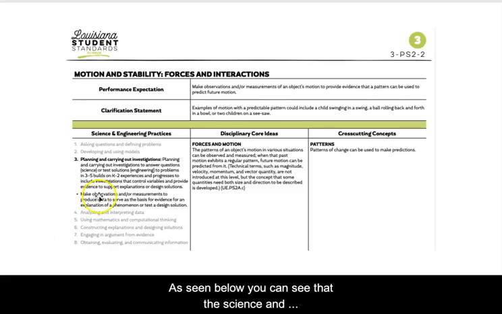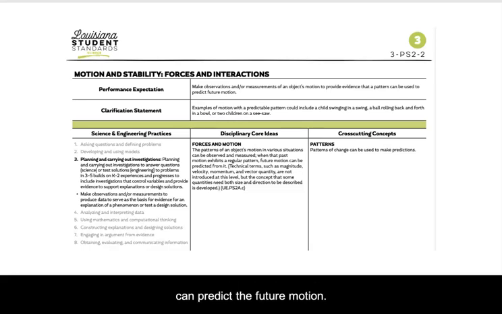As seen below, you can see that the science and engineering practice that this standard wants you to focus on is planning and carrying out an investigation. And what we want our students to actually know, or the disciplinary core idea, is that patterns of an object's motion in various situations can be observed and measured. When the past motion exhibits a regular pattern, then students can predict the future motion.